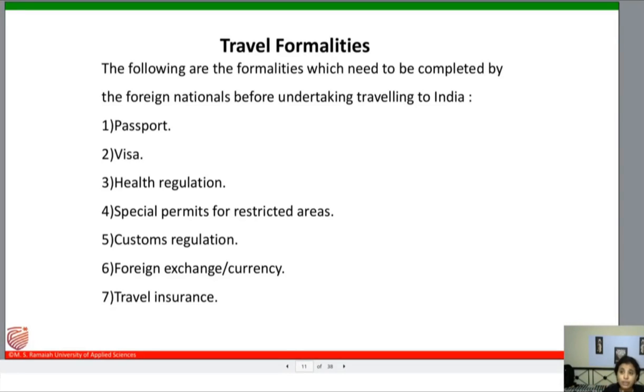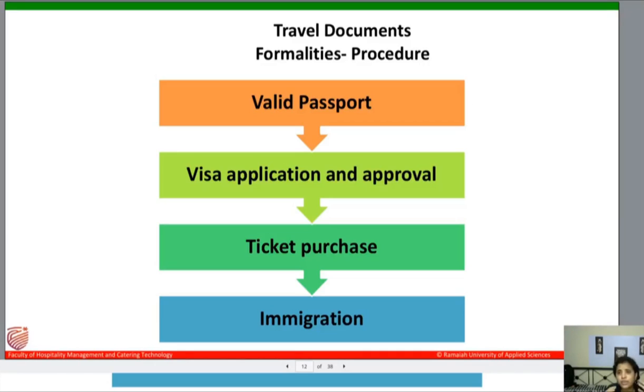Then the custom regulations, any kind of imported items, duty items has to be given a consent by the custom department, the foreign exchange currencies and travel insurance. The procedures which are required to avail travel document. First is one has to have a valid passport if a person is intending to travel abroad or to India. So passport we will understand in detail in the next slide.